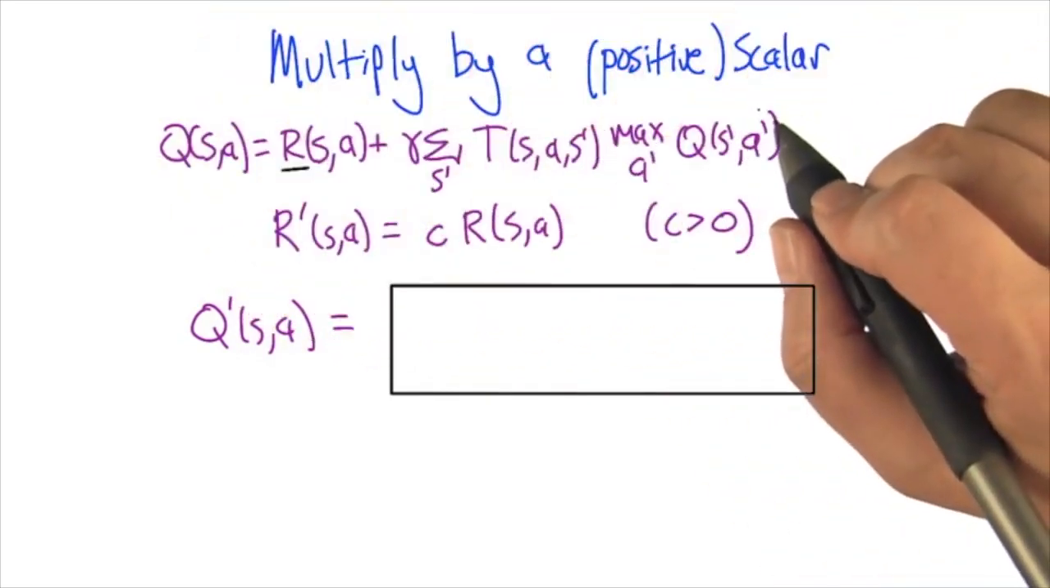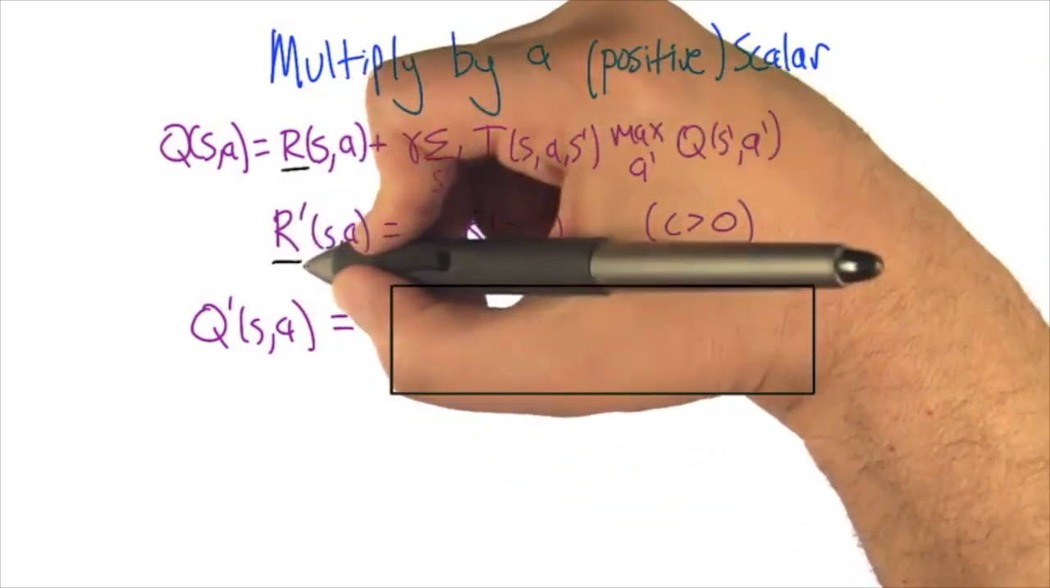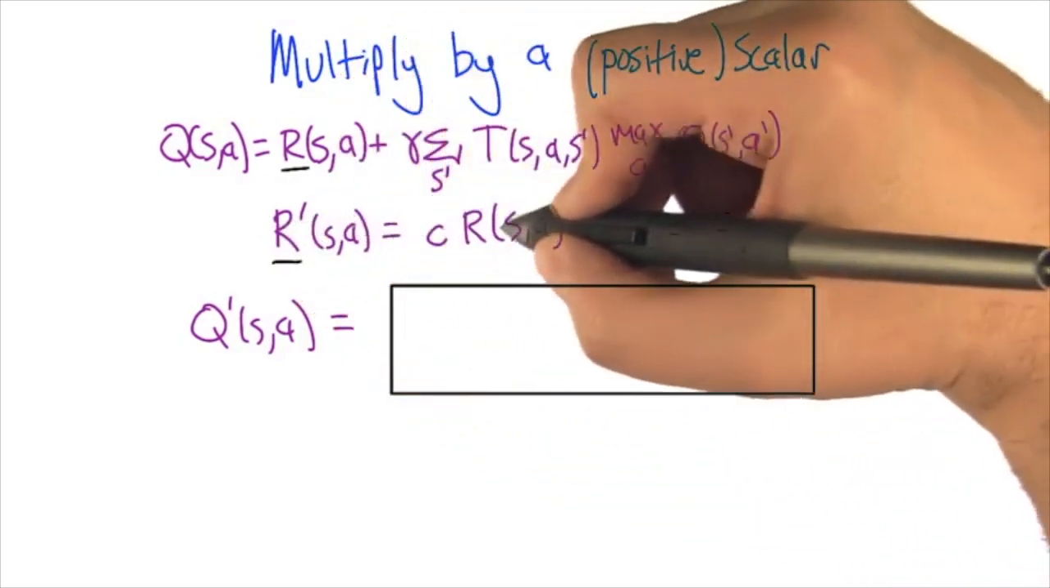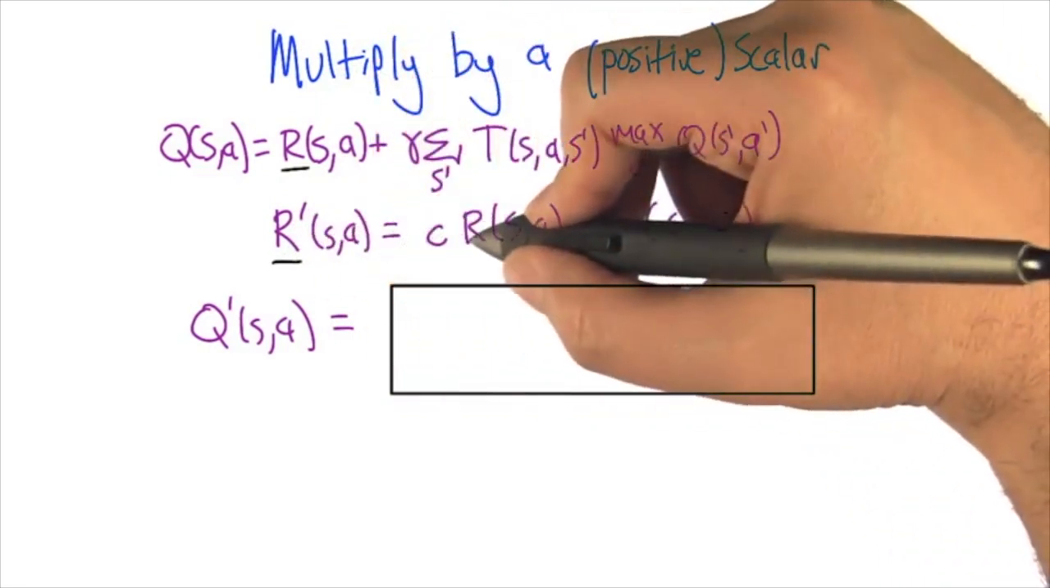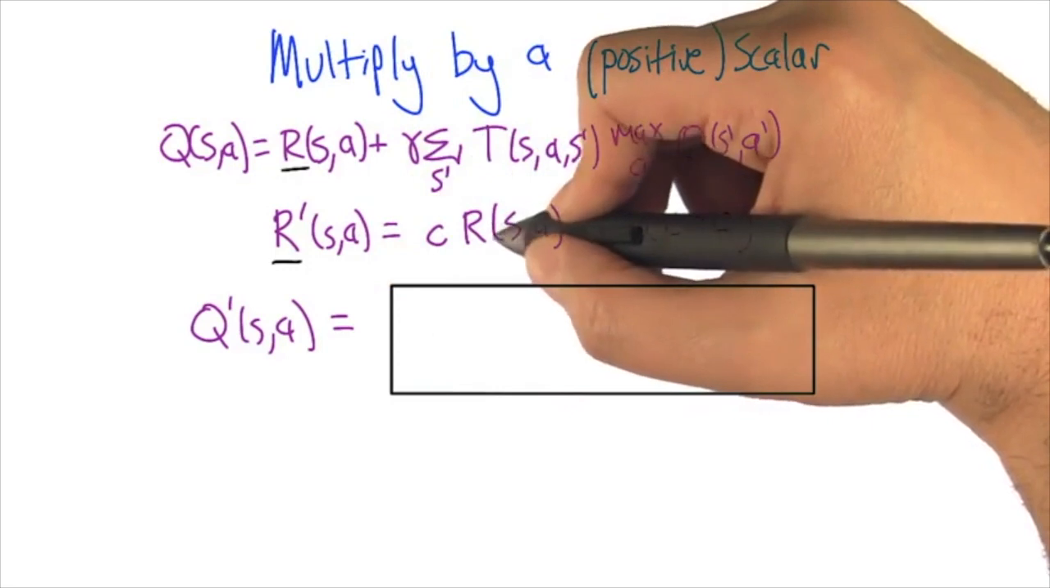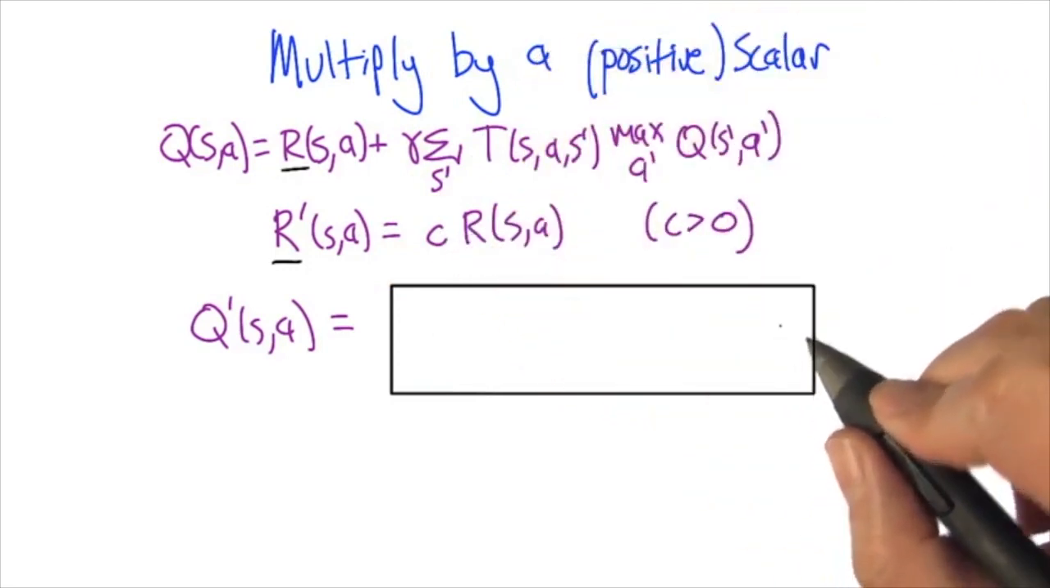But now what we're going to do is generate a different reward function, R prime. R prime for a given state action pair is going to be defined as the old reward function for that state action pair, multiplied by a constant. And that constant should be positive.